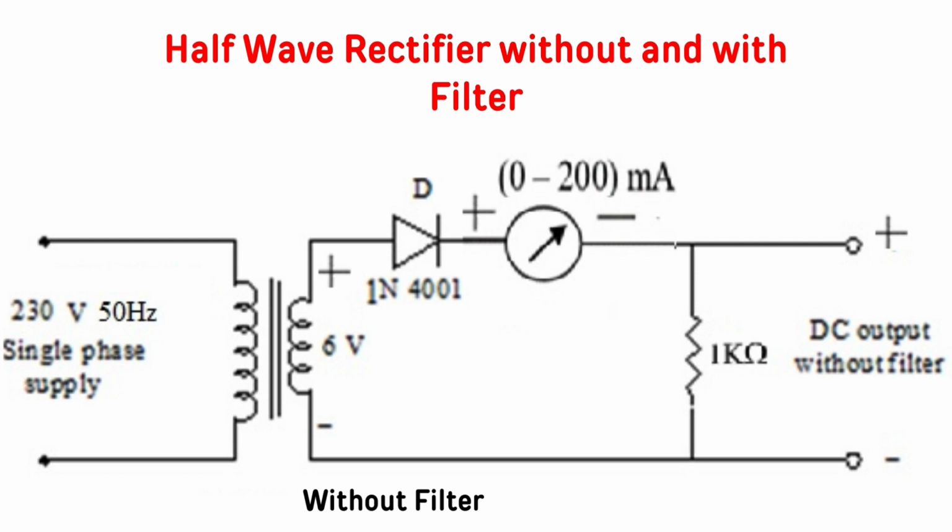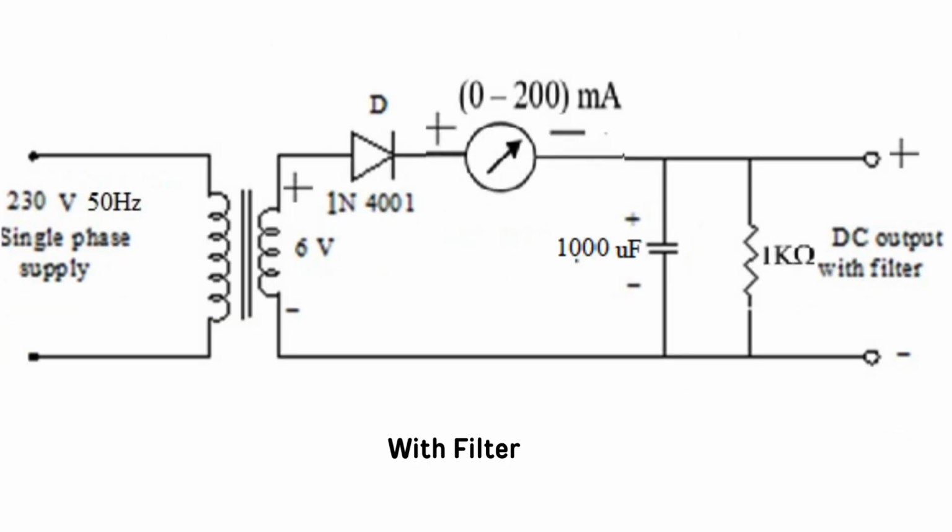Expand CRO. CRO means oscilloscope. Now, if we are connecting a filter, we may use different types of filters. The basic types are C section filter, L section filter, and LC filter. In the C filter, a capacitor is connected in parallel to the output. This is a C section filter. If we add a filter, then the output ripples will be reduced, meaning the AC content in the output will be reduced.